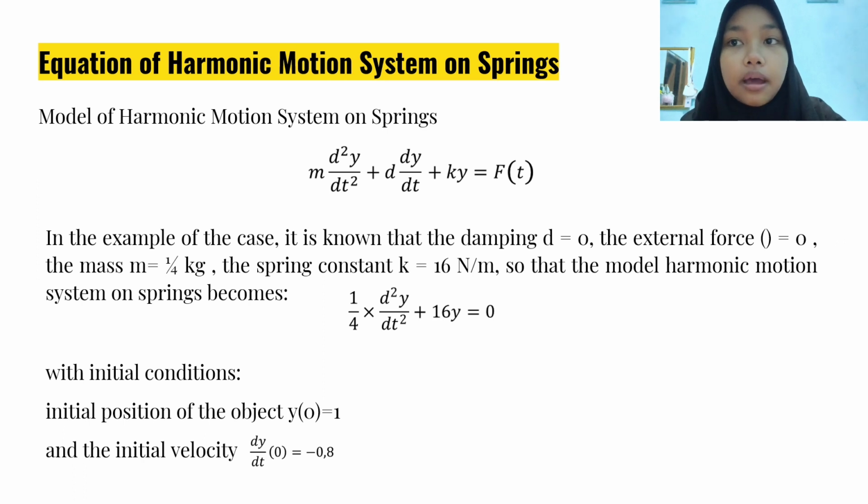By substituting the numbers, the model of the harmonic motion system on springs becomes 1/4 times d squared y over dt squared plus 16y equals 0. And we know that the initial conditions from the problem are y(0) equals 1 and the initial velocity is negative 0.8.